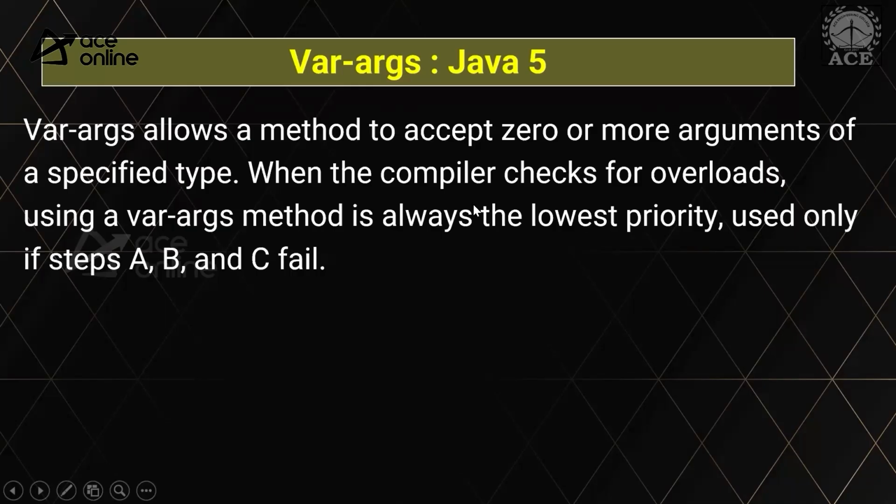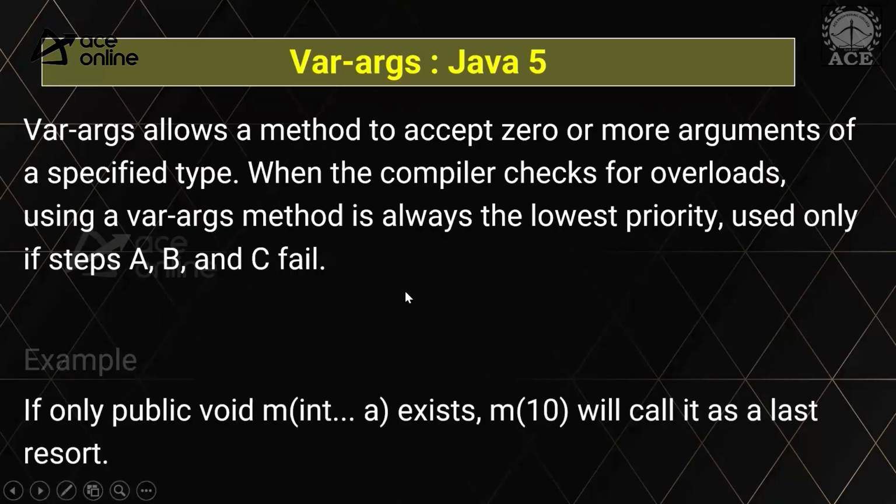Of a specific type. When the compiler checks for overloads, this always gets the lowest priority. Again, even though it's the latest addition and the best way you can implement method overloading, it still gets the least priority. If exact match, widening and auto boxing fail, then only the variable length argument matches. This is how you can provide variable length argument. You put these three dots, which are called ellipses.